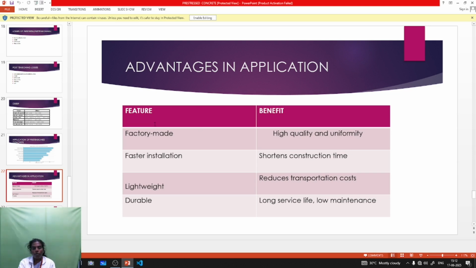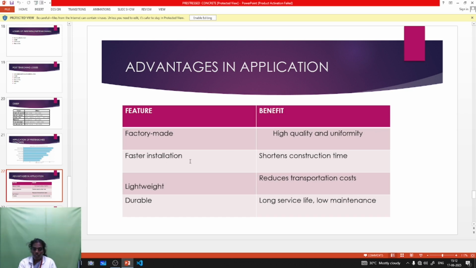Next, advantages and applications. Pretensioning is factory made, not site work. You only make the concrete member in the factory and set it on the site. So the time will be less compared to RCC. Since it is factory made, high quality and uniformity are achieved.